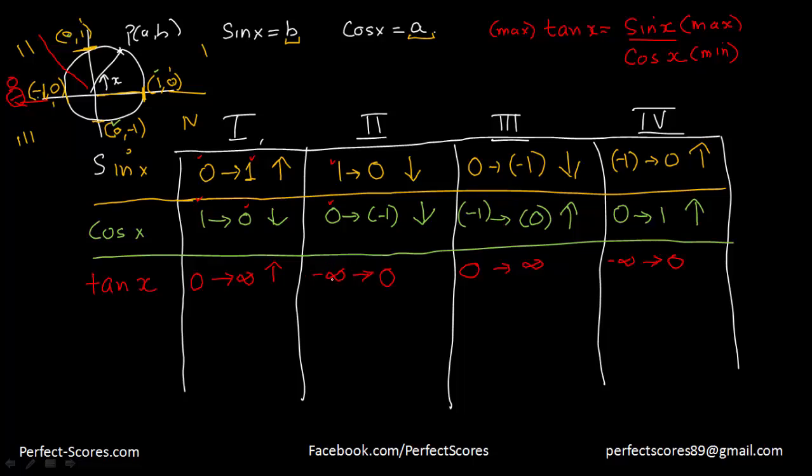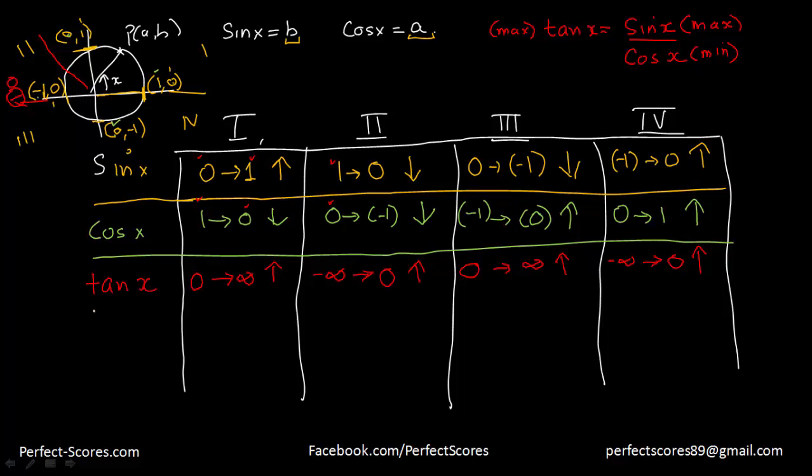Now over here we're going from negative infinity to 0, which means in the second quadrant it is actually increasing. In the third quadrant we're going from 0 to infinity, which means again it is increasing. And in the fourth quadrant we're going from negative infinity to 0, which means again it is increasing. So the tangent function is an ever increasing function. So you can clearly see that it is increasing. So these are the various ranges of the values of sine x, cosine x and tangent x.